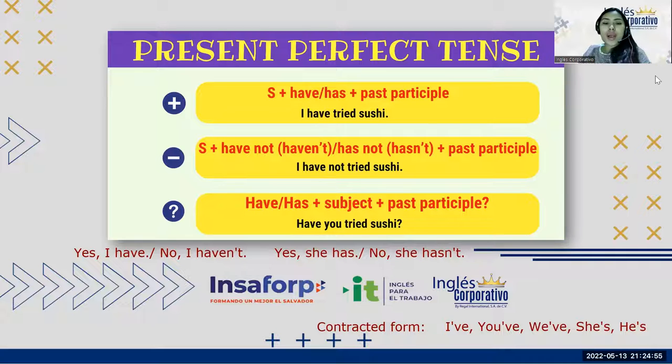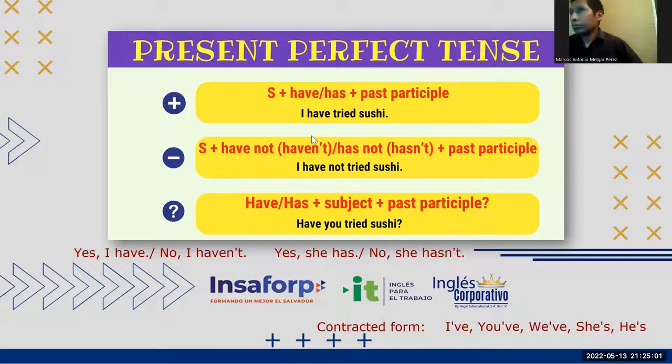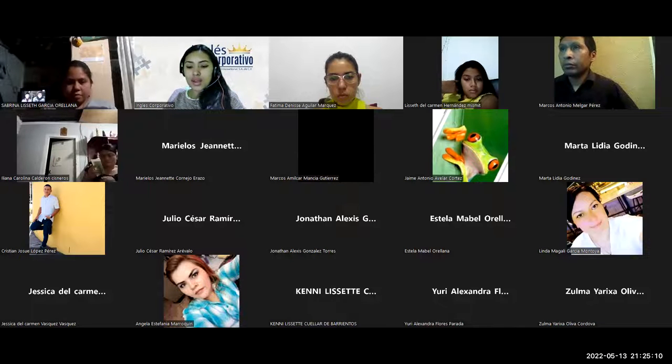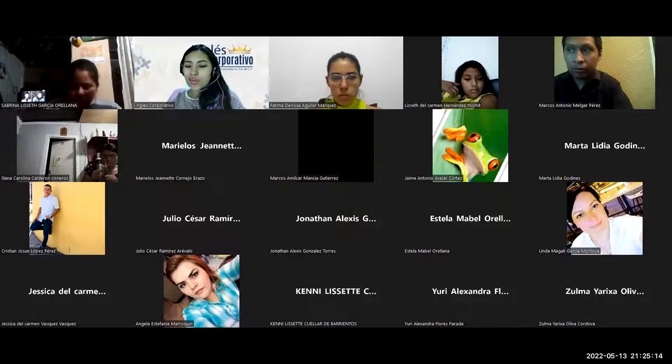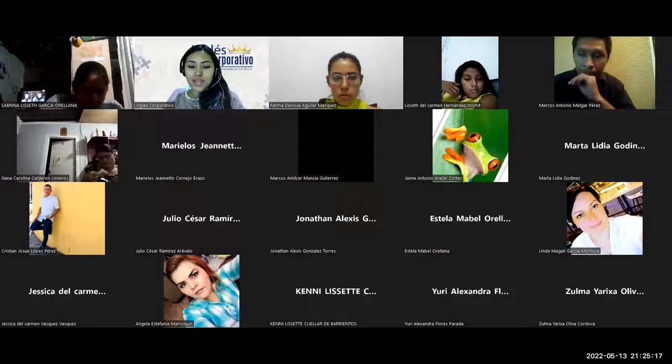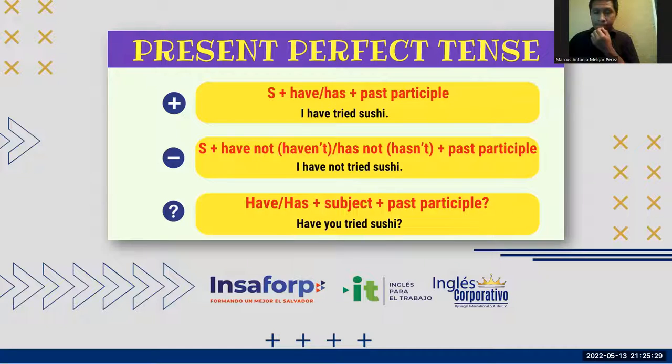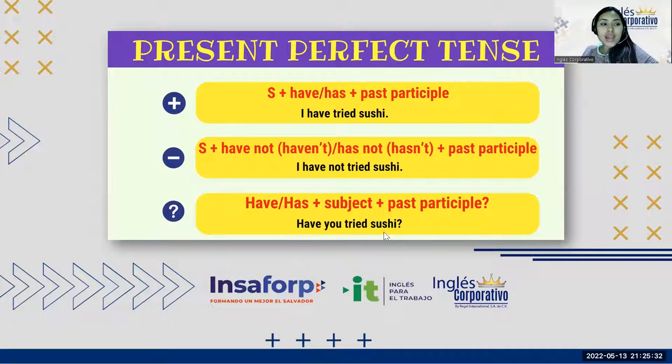Le voy a mandar una captura de esto rapidito, guys. Déjenme les dejo de compartir. One second. Uy, sorry. Dejé de compartir y se borró esa información, pero no puedo tomar la screenshot de otra manera, sorry. Ok, mándeme un ejemplo con el interrogative form, please, guys. One with the interrogative más la short answer, please. Un ejemplo, please.